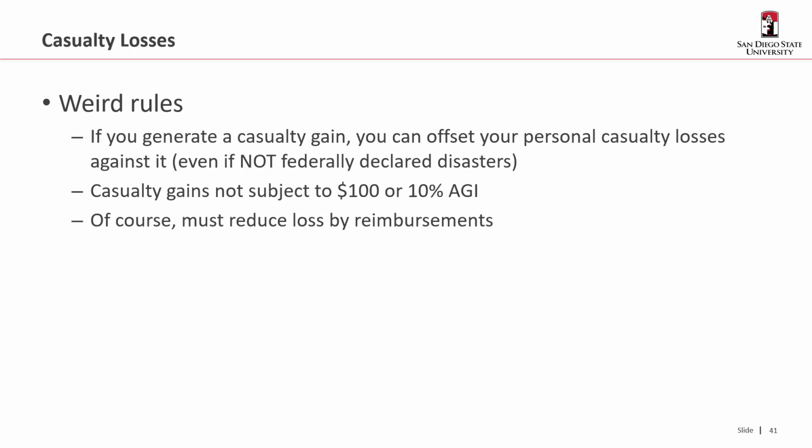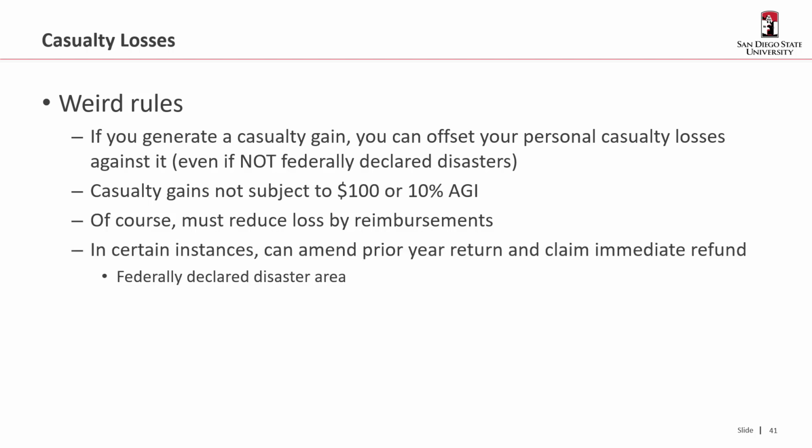So there are also some weird rules associated with casualty losses. For example, even under the current rules, if you generate a casualty gain, you can offset that with your personal casualty losses, even if they're not federally declared disaster losses. Casualty gains are not subject to any 10% AGI floor, right? Typical of what we've learned, they kind of make you always include the gains. And of course, any insurance reimbursement that you receive reduces the amount of loss.